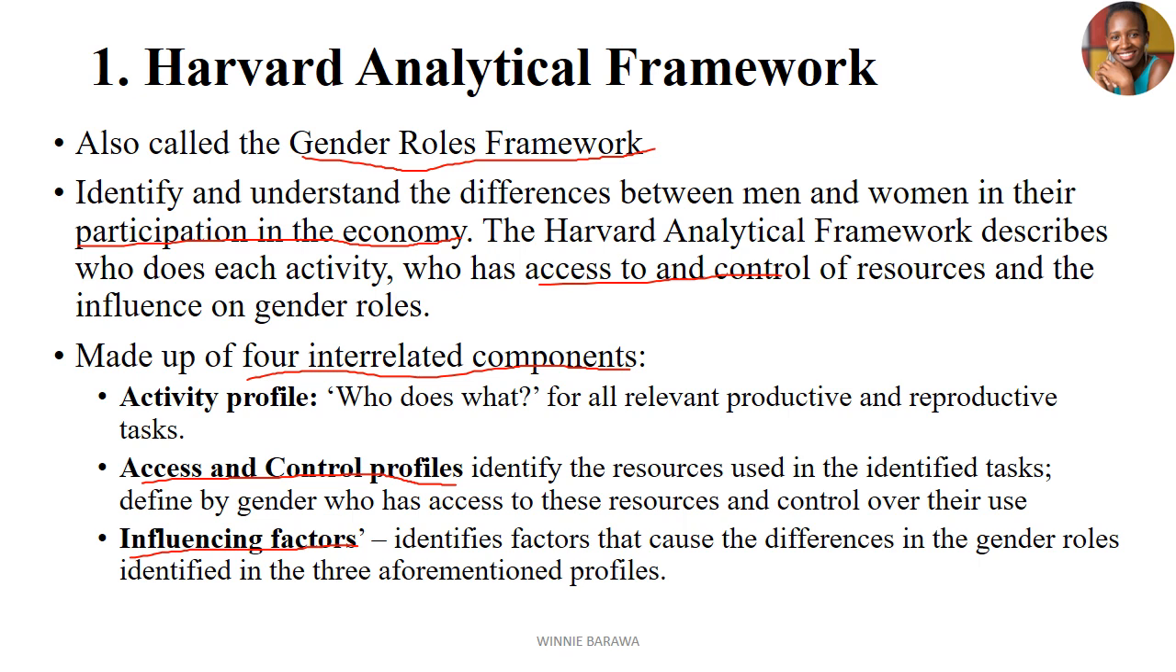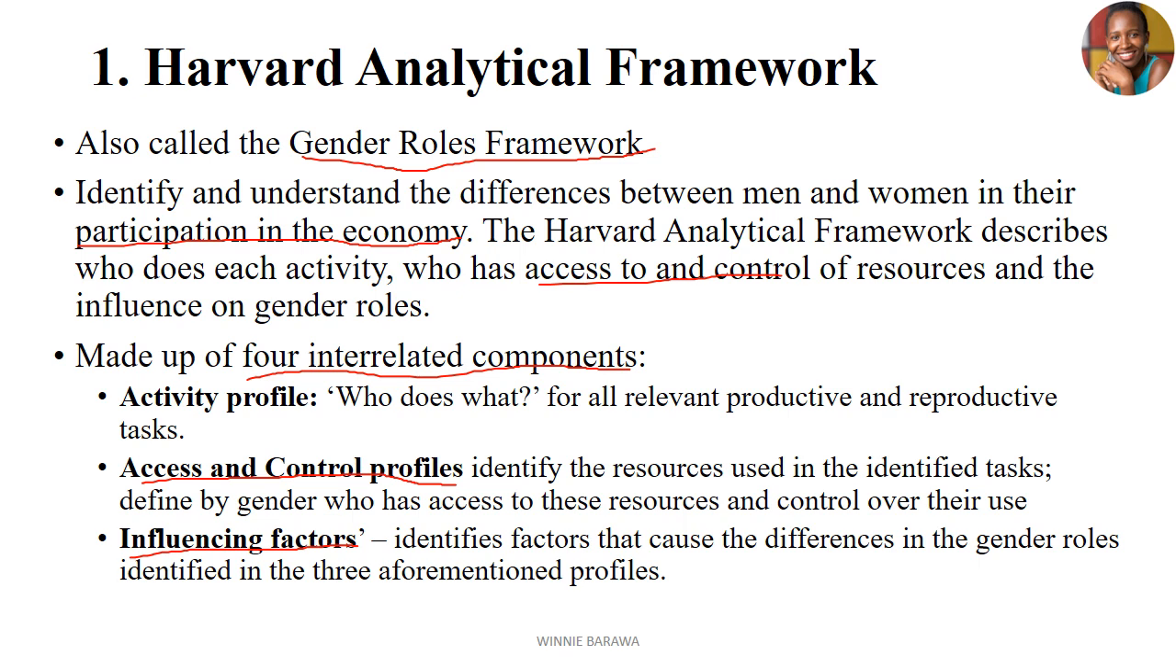So for instance, if they're looking at men, what is the role of men, let's say, in the security of the country? Maybe they can go into areas and see if it is the armed forces or the security firms, how many men are there and how many women are there. Is it relevant? Is it productive enough? Is it reproductive? And then we have the second and third profiles, where we talk about the access and control profiles.